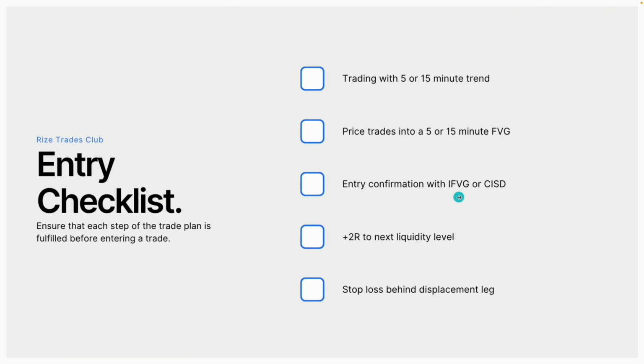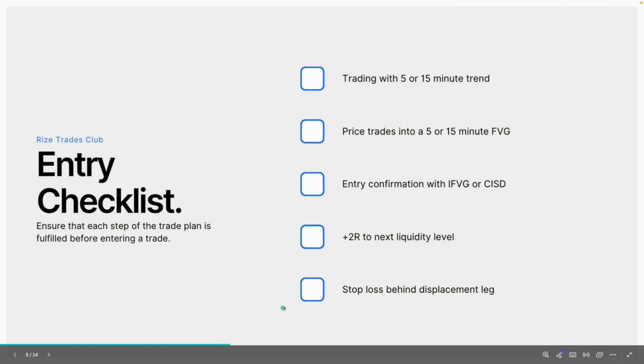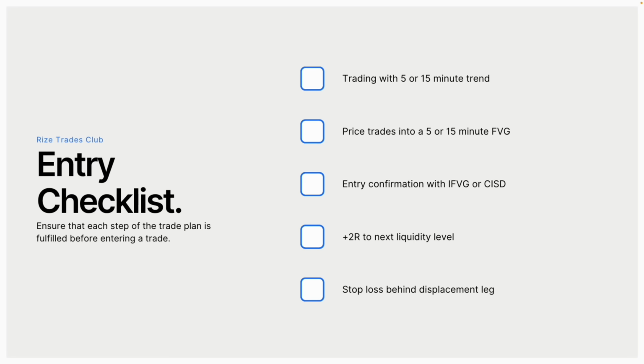Entry checklist, make sure you have this with you when you are trading at all times. Just make sure that each checkbox here is ticked before entering a trade. Okay, this is one of the most vital things that traders skip, is having a rule-based entry checklist when trading at all times.